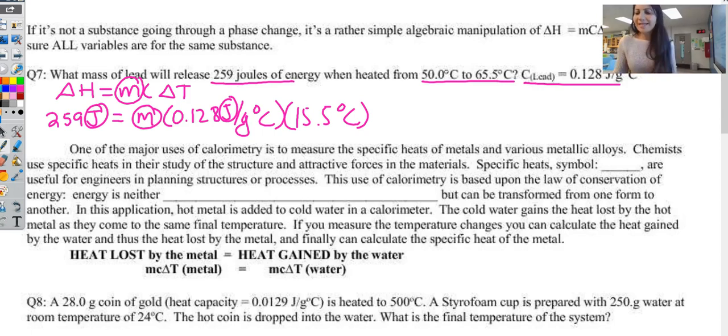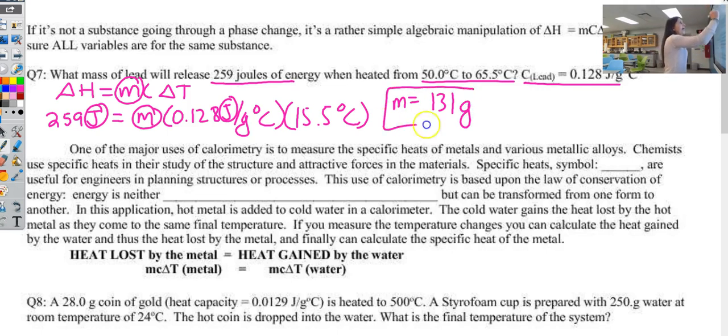Now, my answer ends up being, if I divide 259 by 0.128 and then by 15.5, I get that my mass is equal to 130.5. So 3 sig figs would make it 131. And what are my units? Well, it's mass, so it's grams.